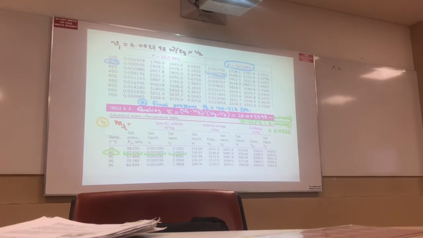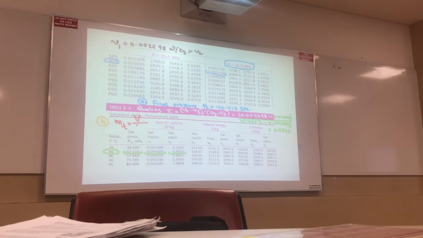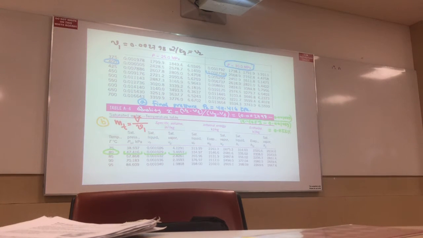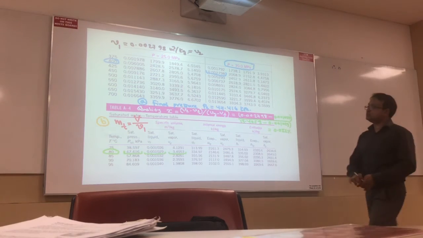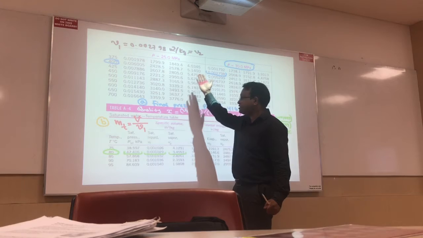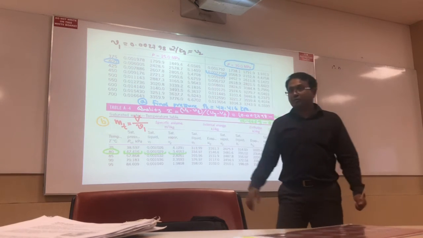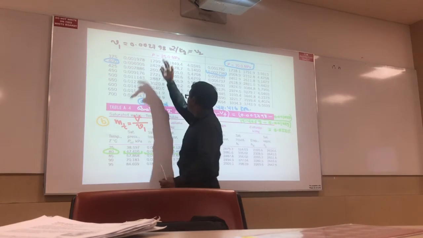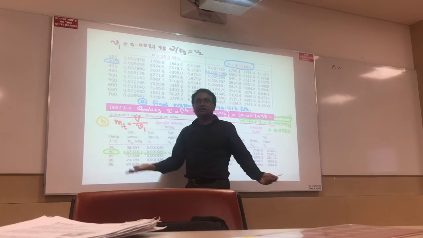Second question is B. What is the total mass? Total mass is total volume by specific volume. I have written down the equation. Total volume by specific volume. So total volume is given, 1.8 times 10 power minus 3, and specific volume is this one. Then I can get the total mass.